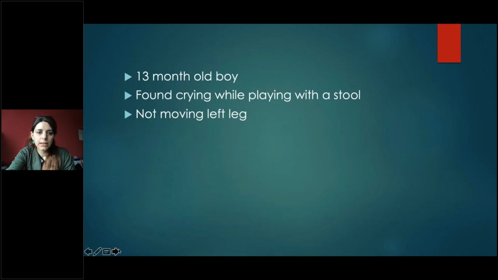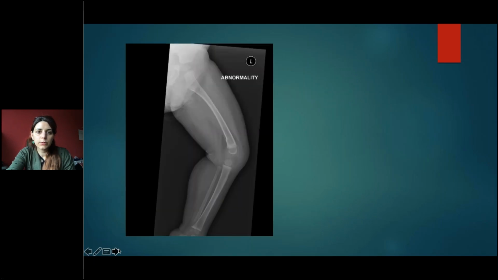left leg. So when we saw him, it was clear that he was in pain on the left leg, and there was swelling on his thigh, and he was very tender to touch. So we did an X-ray that showed this. Spot diagnosis.